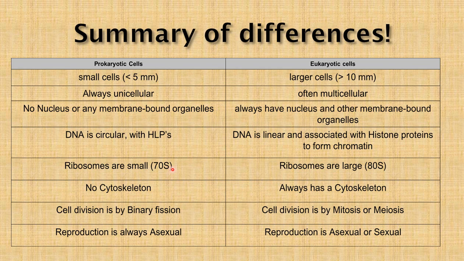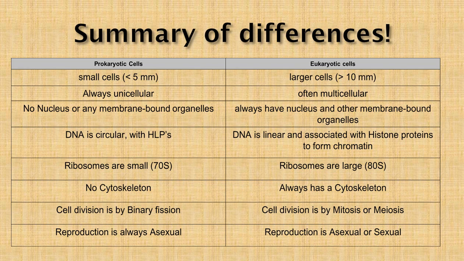Ribosomes are small, made up of 70S, while eukaryotes have large ribosomes made up of 80S. S refers to the Svedberg unit involved in centrifugation. Prokaryotes don't have any cytoskeleton, while eukaryotes have a cytoskeleton in the form of actin filaments, intermediate filaments, and microtubules. Cell division in bacteria takes place by binary fission. It usually takes about 20 minutes in E. coli, while cell division takes place by mitosis or meiosis, depending upon whether the cells are somatic or gametic. Reproduction is always asexual in prokaryotes, while in eukaryotes reproduction is asexual or can also be sexual.